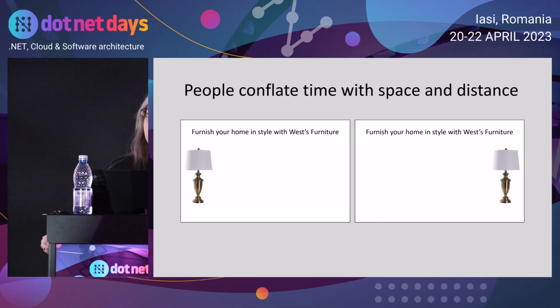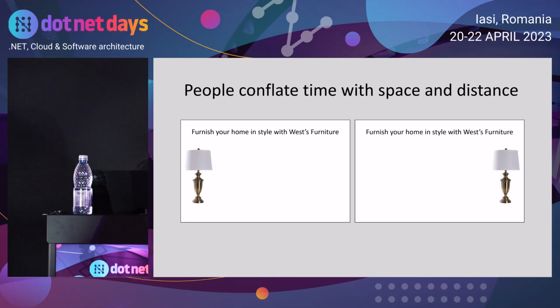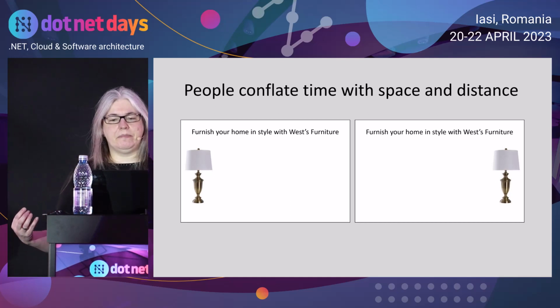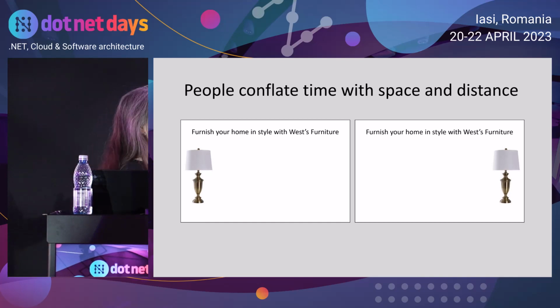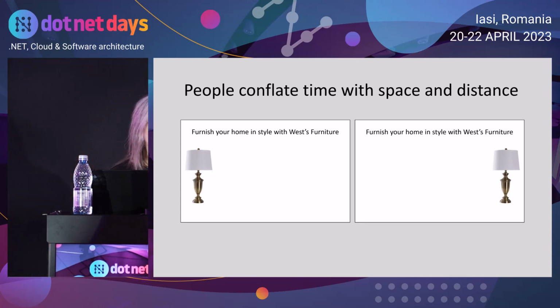When they said, if you're looking through our furniture for modern furniture, what do you choose? They chose the same lamp, but the one on the right. Because people conflate time with space and distance. So if you are a left to right reader, the one on the left kind of represents the past. The one on the right kind of represents the future. And if you're, say, Arabic, it's reversed. So how you frame it and where you position things, actually small things, can make a big difference.